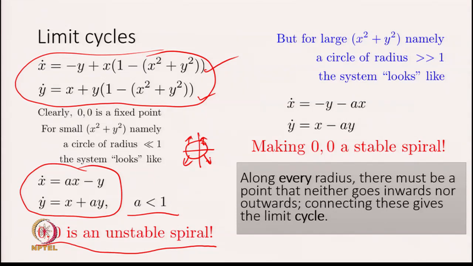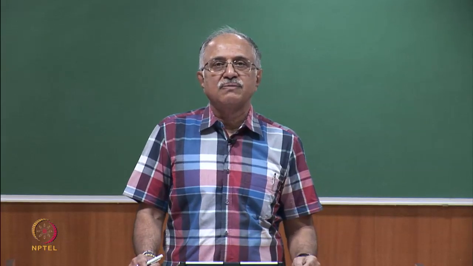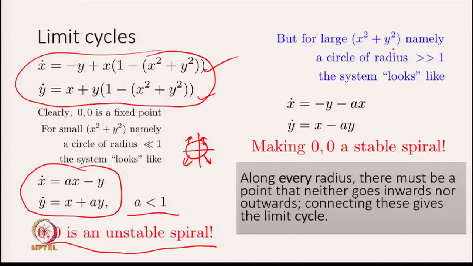On the other hand, if you go to a very large circle, a circle which has got radius much larger than 1, then x squared plus y squared is a number which is bigger than 1, and this term is negative. So, it looks something like x dot is equal to minus y minus ax, and y dot is equal to x minus ay. And again, a little analysis will show you that 0, 0 in this scenario is a stable spiral, which is to say that on this larger circle around the origin, all the vector fields are pointing inwards because it is a stable behavior.